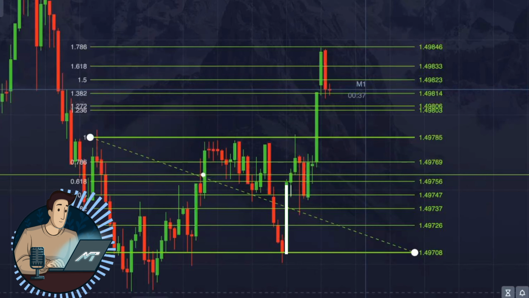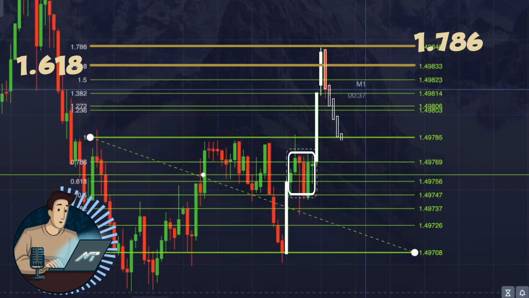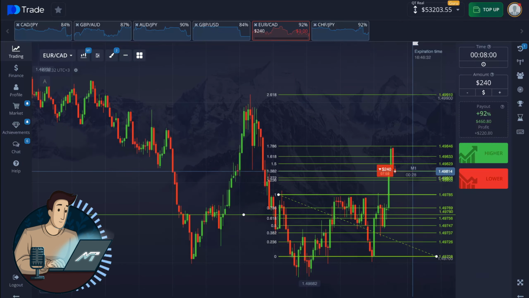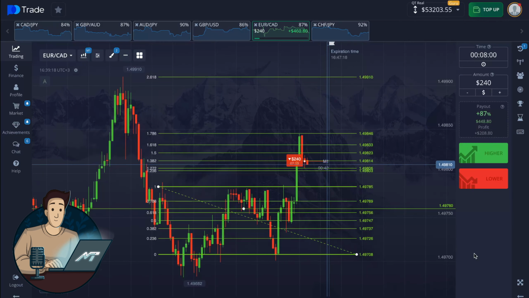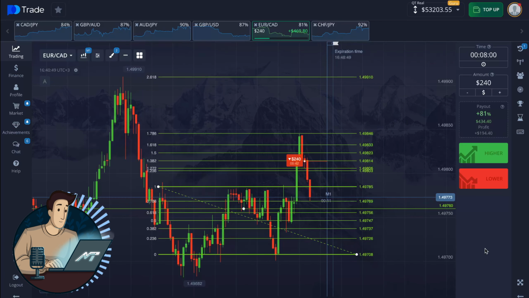After the first impulse comes consolidation. This is crucial. The price needs to tread water for a while within a certain range. Once consolidation wraps up, a second impulse follows, and this is where you need to be on your toes. As soon as the price reaches the 1.6 or 1.7 level, we expect a pullback. Then we open a trade in the opposite direction of these impulses.